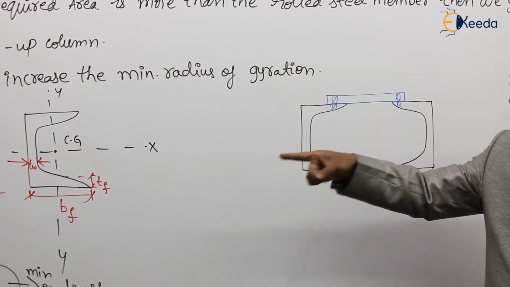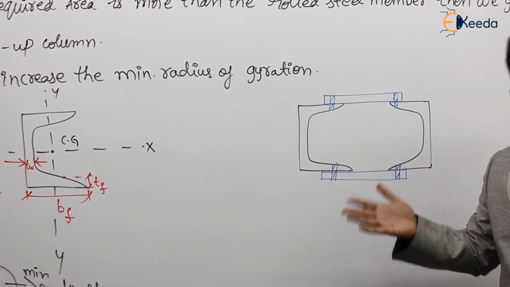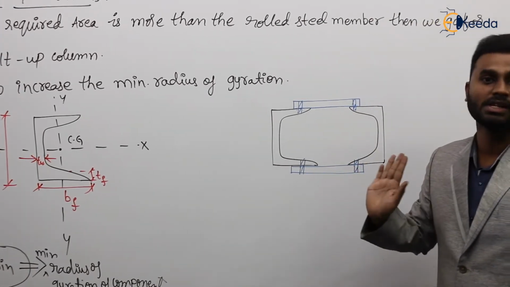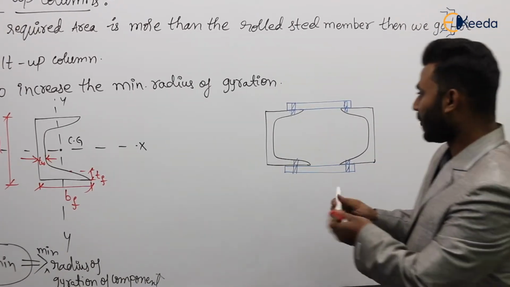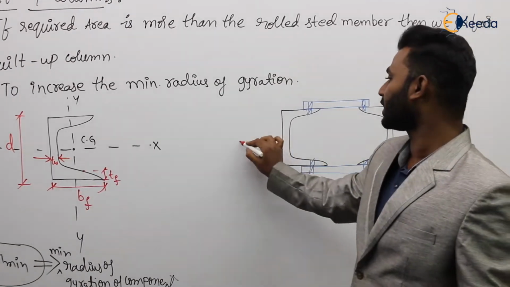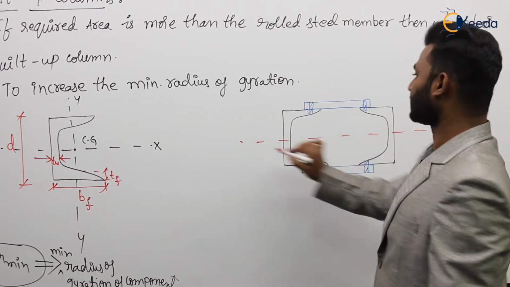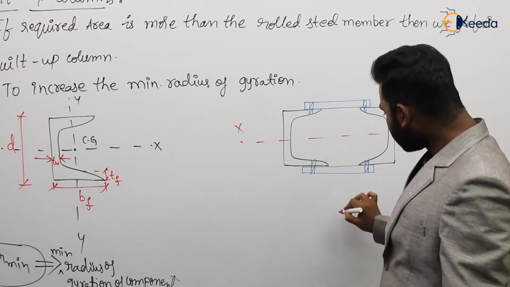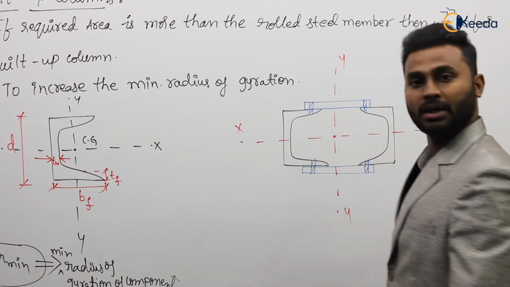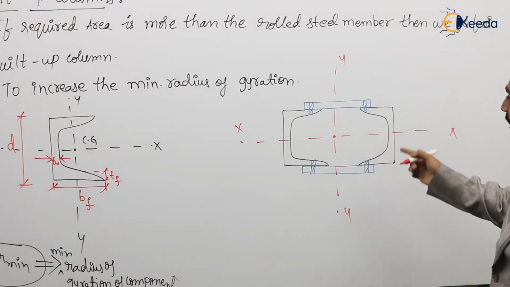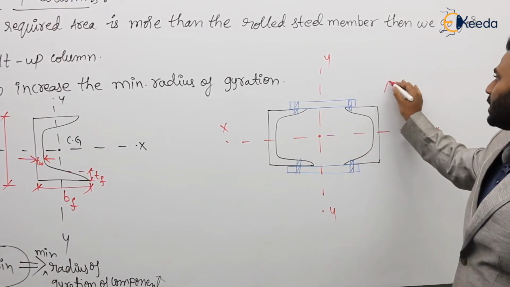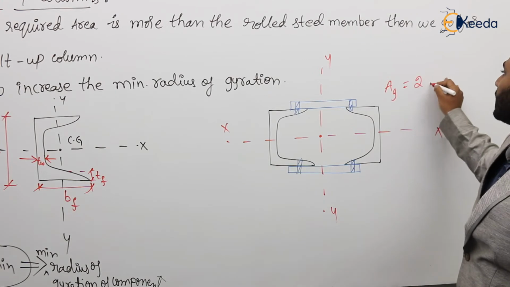Now all the things will change here, like the area will change, and the moment of inertia about the major and minor axes will change. So everything will change. Agree or not? So for this box section, this is known as the built-up section. For this section, this is considered as XX, okay, and this is considered as YY. And here is where the CG lies. Agree or not? And obviously we know the area. So the area of this built-up section is twice Ag.